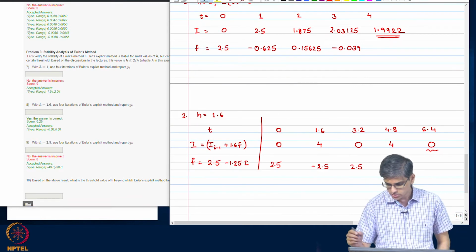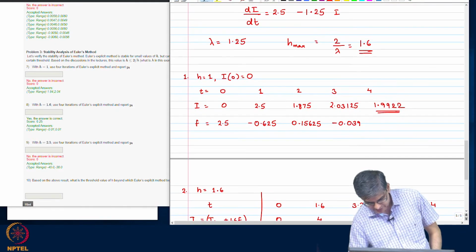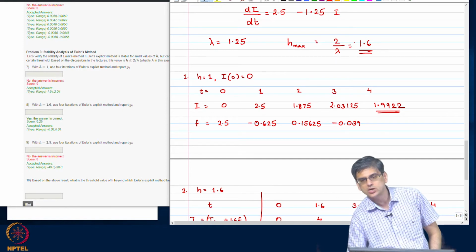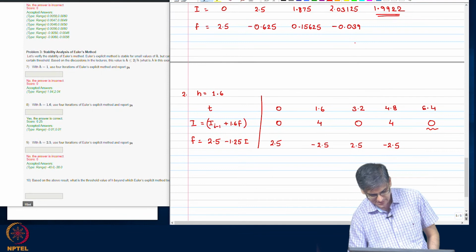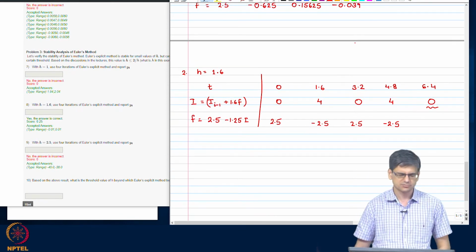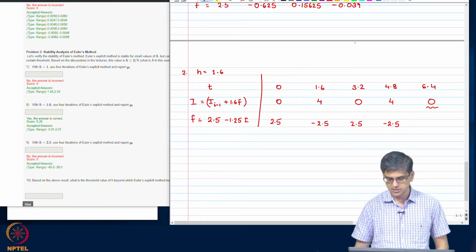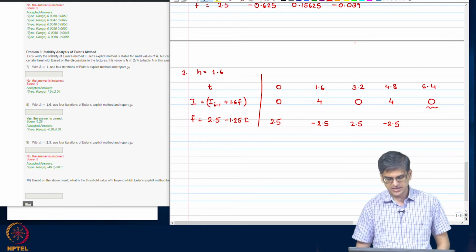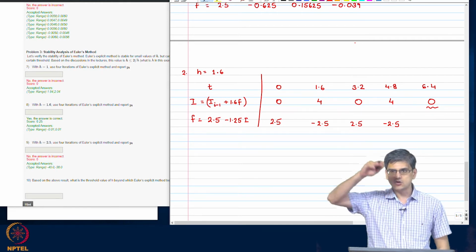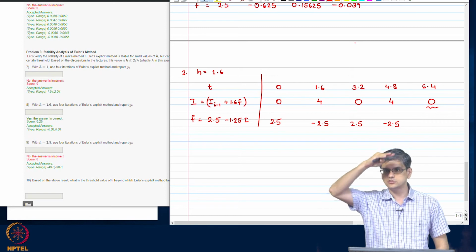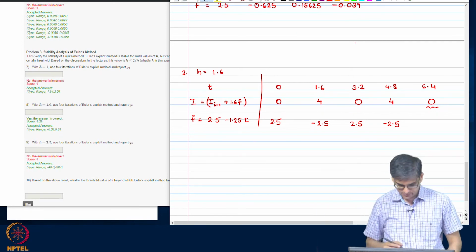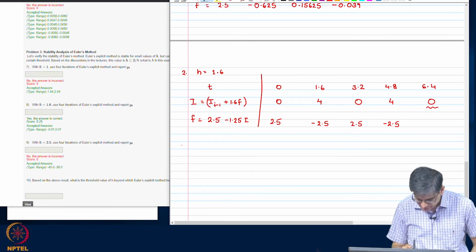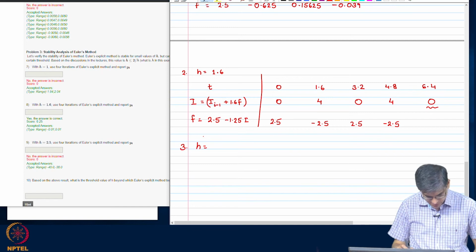Okay. So, as we had predicted earlier, h max equal to 1.6. If our h is less than 1.6, Euler's method is stable. If h equal to 1.6, it oscillates between 0 and 4. So 0, 4, 0, 4, 0, 4, and we will see now that if we increase h beyond 1.6, it is going to be unstable.